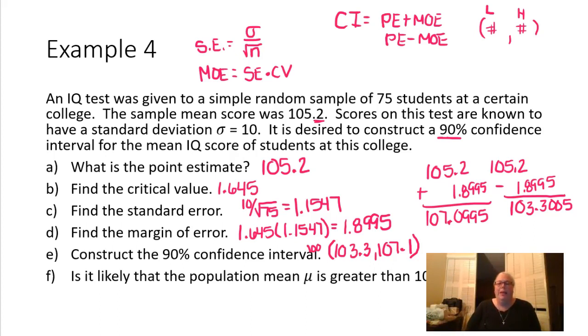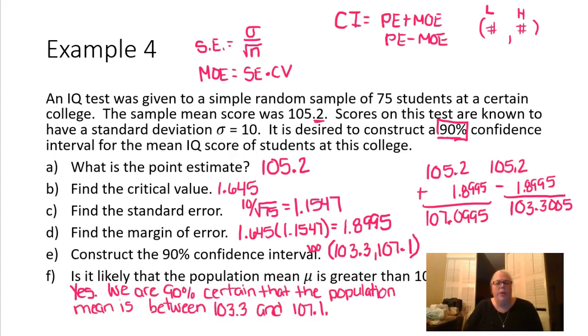And since I am 90% certain, that's what this is right here, that the actual mean falls in between here, and all of these numbers are more than 100, we can say, yeah, it is likely that the actual mean for the college is greater than 100, because we're 90% certain that the actual mean falls between these two values. So yes, we are 90% certain that the population mean is between 103.3 and 107.1.